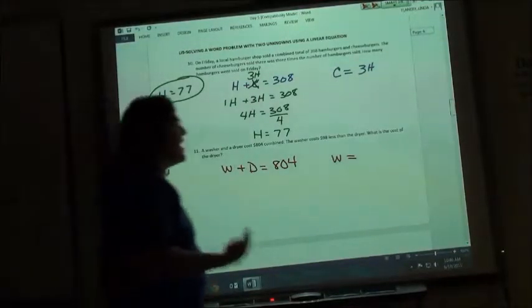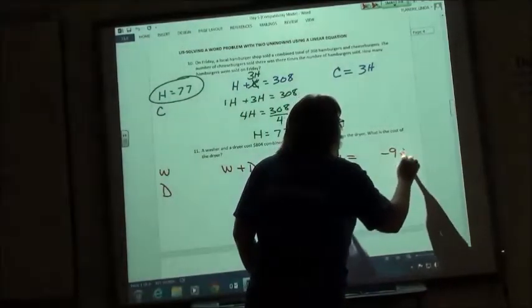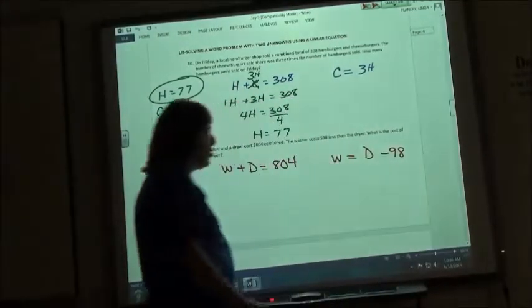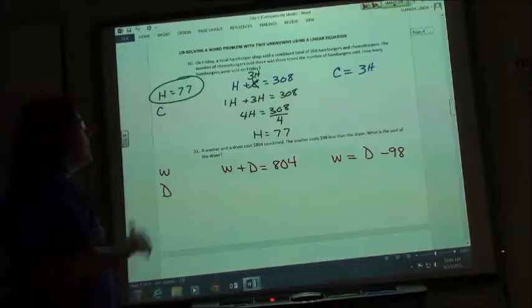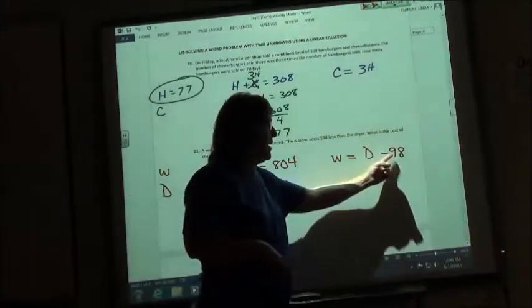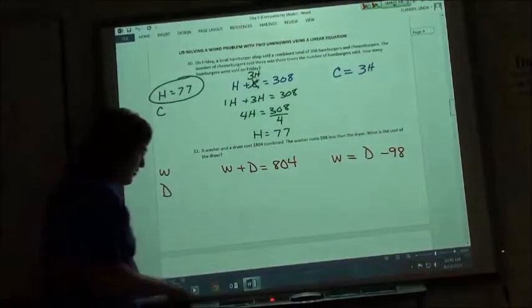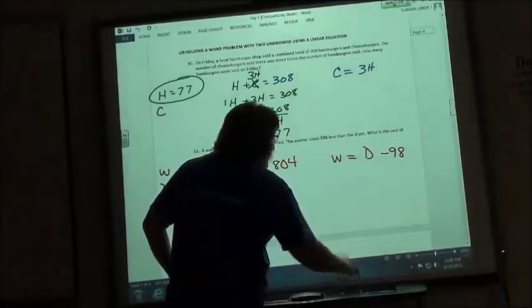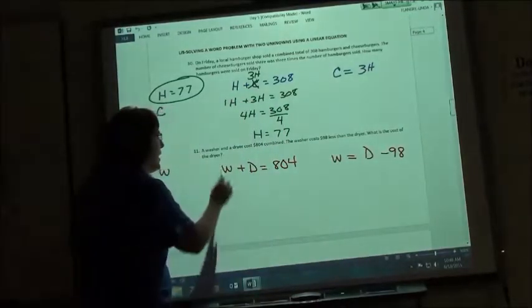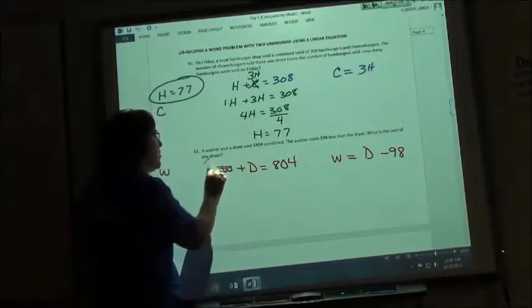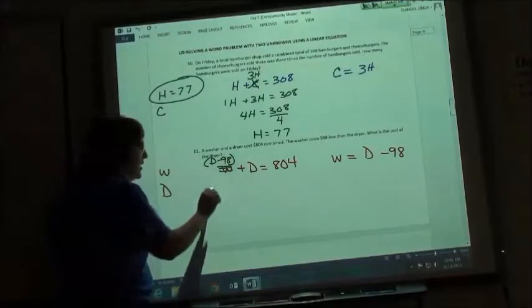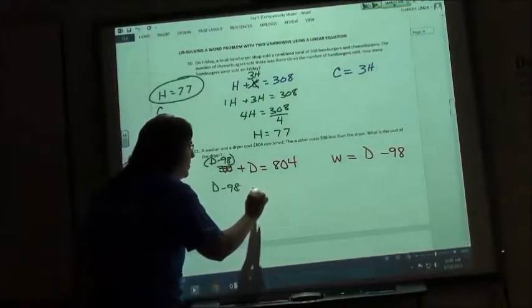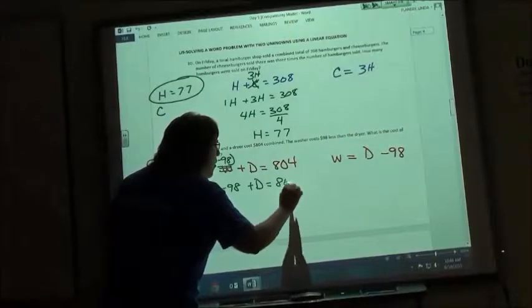If I'm doing $98 less than something, I'm subtracting $98 from the price of the dryer, not starting with $98 and subtracting the dryer. I would get a negative number that way. So $98 less than something, I'm subtracting 98 from the dryer. Again, since this is solved for the washer, we can get rid of the washer and replace it with D minus 98. And so our equation says D minus 98 plus D equals 804.